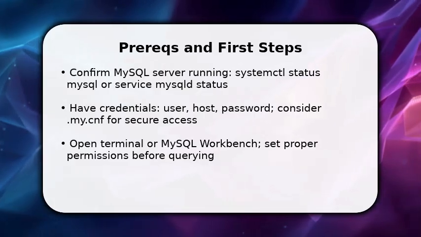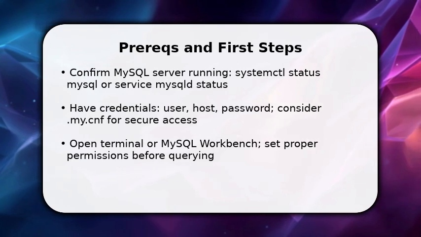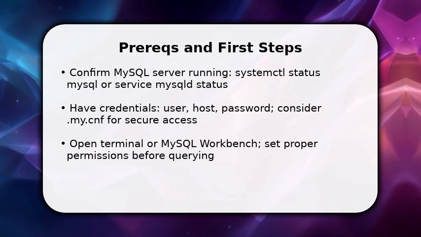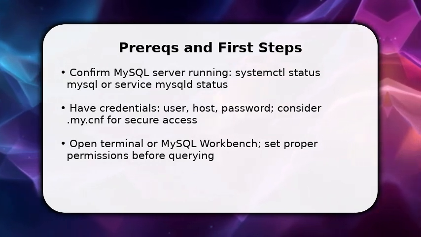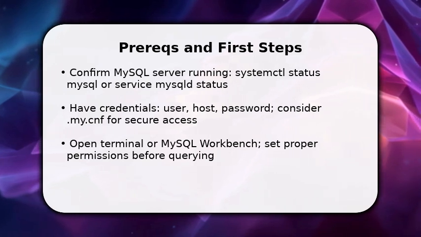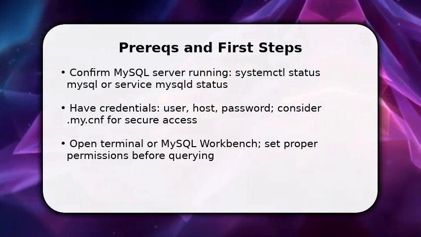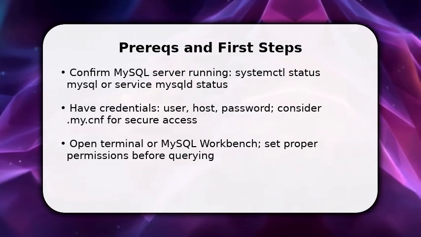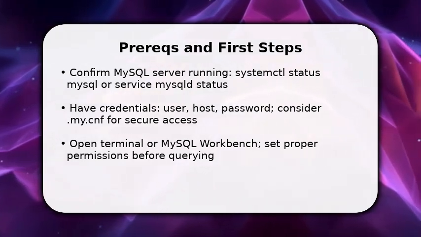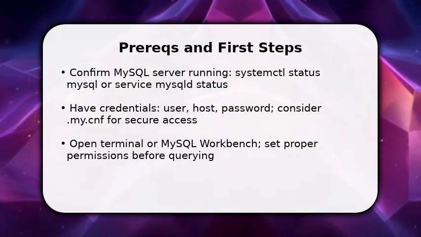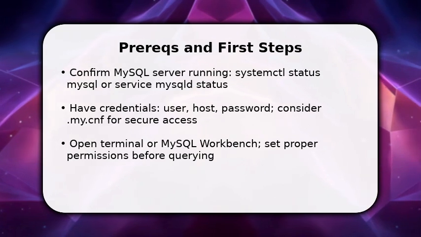You start by confirming the server and credentials so you can query safely. First, check the MySQL service status and ensure your account has at least Show Databases privilege. Then open a terminal or MySQL Workbench and connect. mysql -u user -p -h host. Once connected, make sure the SQL mode and character set won't hide results. Run SELECT VERSION(); SHOW VARIABLES LIKE 'character_set_%'; Now you're ready to list databases and inspect results.